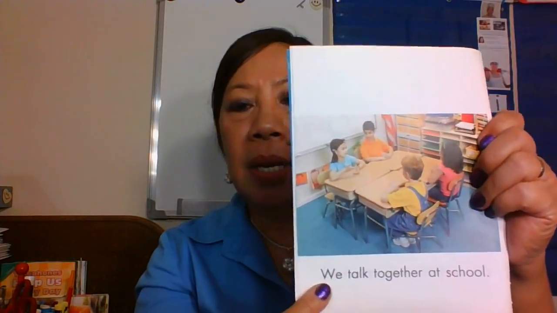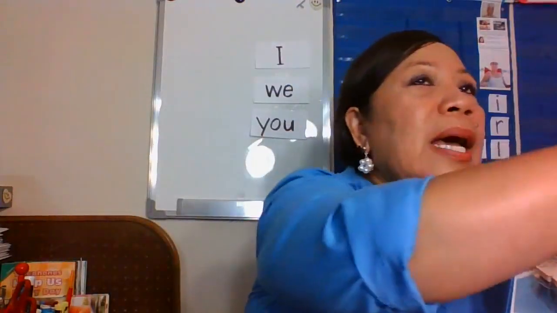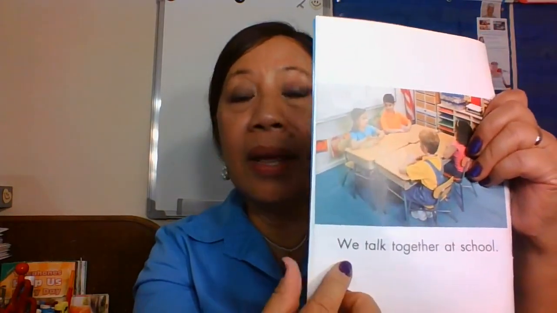We talk together at school. Look at the children. They're talking. They're not talking about, I don't like you, I like this, I like that. They're talking about their subject. They're talking about how to spell words, how to add, how to put words in alphabetical order. That's what they're talking about. They're learning. Talking is learning. Now it's your turn to read the same words in this sentence. Get ready. We talk together at school.